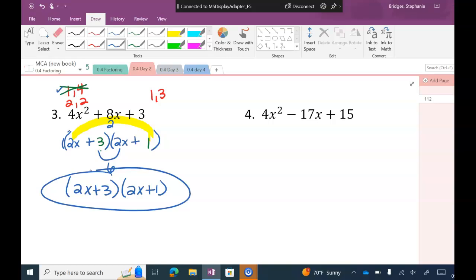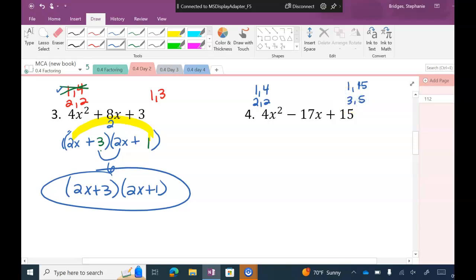Because we have two pairs of factors for our leading term and our last term, there's going to be a little bit more guessing and checking here. Do we have a GCF? No. Okay. So my factors of 4 are 1 and 4 and 2 and 2. Factors of 15 are 1 and 15 and 3 and 5, correct?